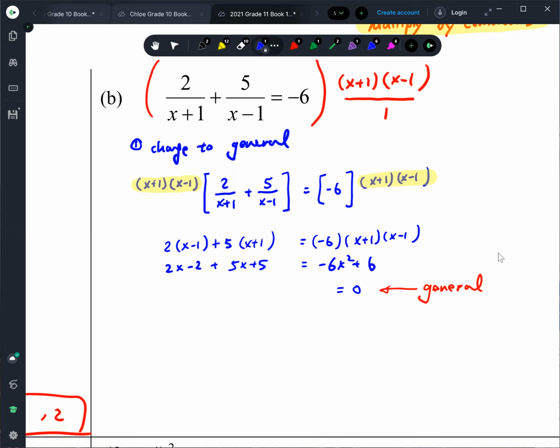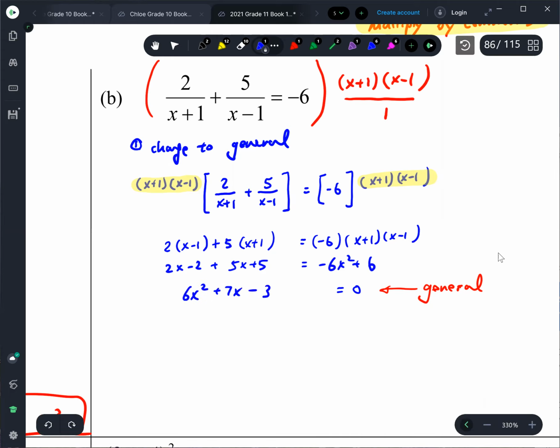Is it 6x squared plus 7x minus 3? Okay, and do you know what happens next after this? No, I don't. Look at question A. What do we do after we get to general form?